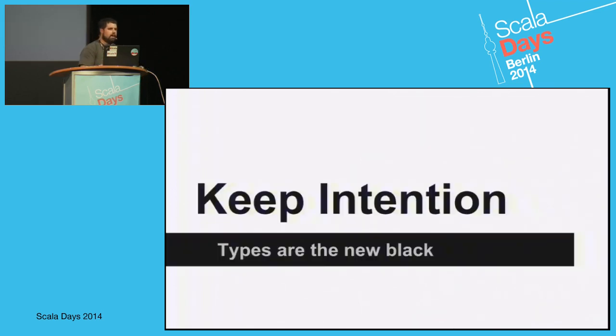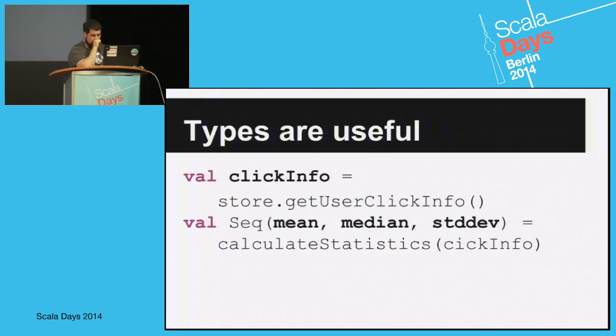The key thing that we want to do in our APIs is keep the intention that we have when we write the API with the user. There's an intention, there's a problem we're trying to solve. We want to solve just that problem. In this, types tend to be useful. If I am designing some sort of data store for my application where I get user click information, then I want to do some statistics on it to run business calculations, I could have an API like this.